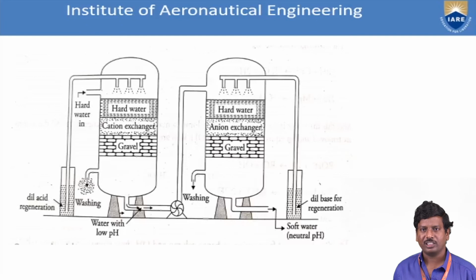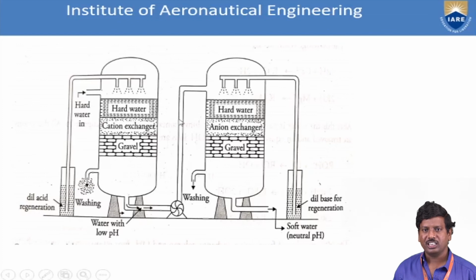This is the block diagram for the ion exchange process. As you observe, the left side is the cation exchange region and the right side is the anion exchange region. Initially the sample of water, that means hard water, is introduced into the cation exchange region, where the salts of calcium and magnesium are removed by replacement with H plus ions. Whereas the right side, the anion exchange region, replaces salts like chlorides and sulfates using OH minus ions.